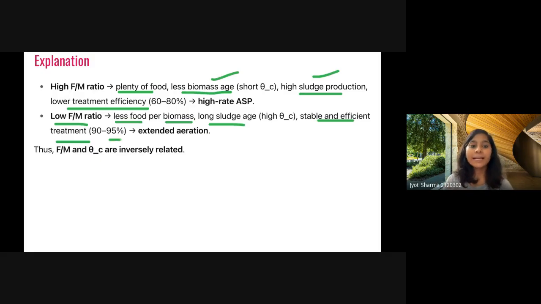And that's how your sludge age and your F/M ratio are inversely related. So I think this is clear now.